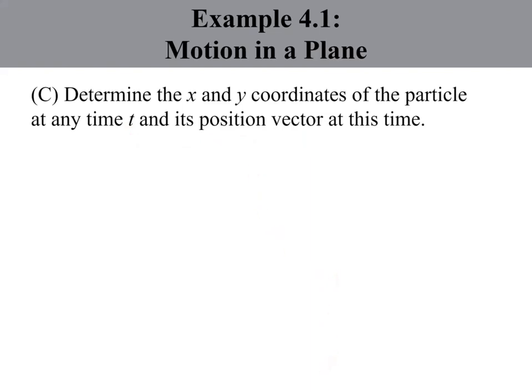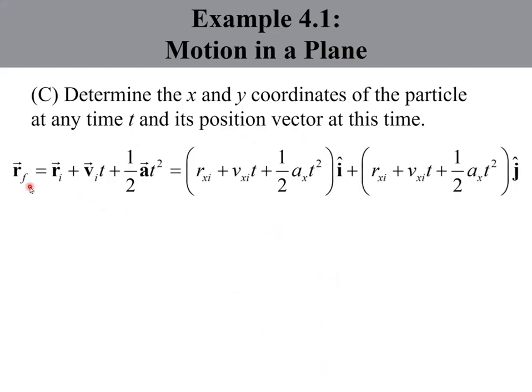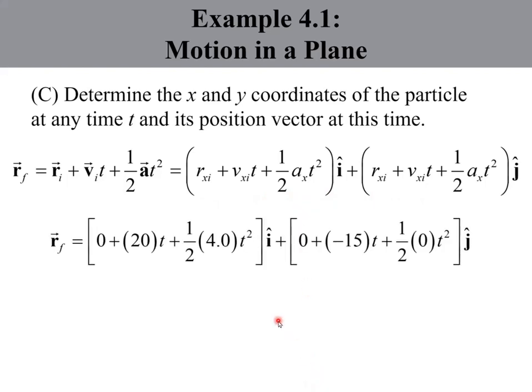Right, so the displacement vector is given by r. So we use this equation, r final equals r initial, or delta r. So delta r is r final minus r initial, where r initial is moved to the other side here. So r final equals r initial plus v initial t plus half a t squared, which can be presented in terms of unit vectors, like this. So put in the values.